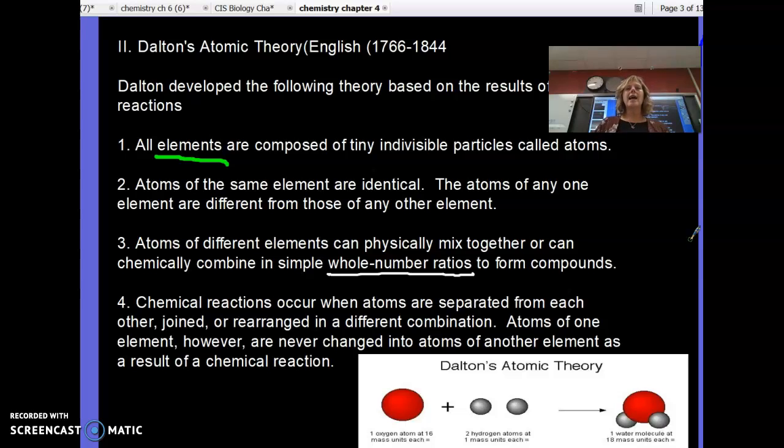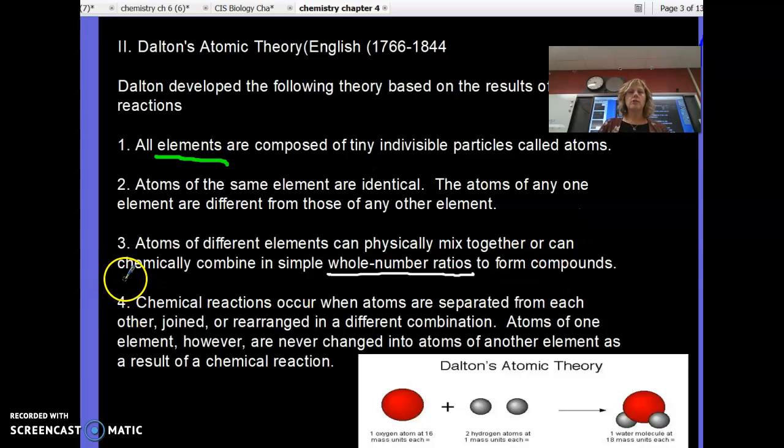The second postulate: atoms of the same element are identical. So if I have 2 atoms of gold, they are exactly identical in structure, in mass, in numbers of subatomic particles. They're identical in every way. They react the same way and so forth. The atoms of any one element are different from those of any other element. So if I have an atom of gold and an atom of oxygen, we would expect that they would be structured differently. We know that to be true still today.